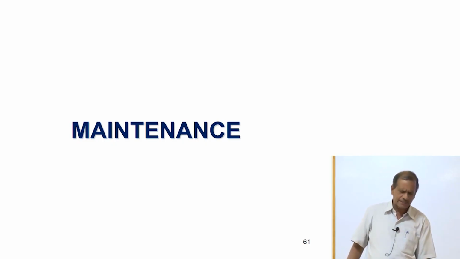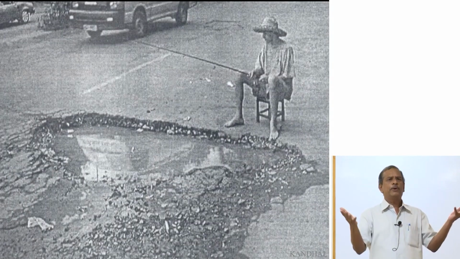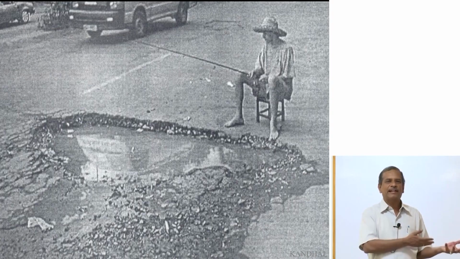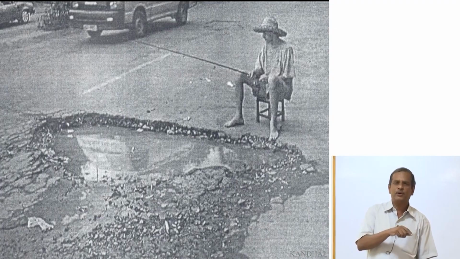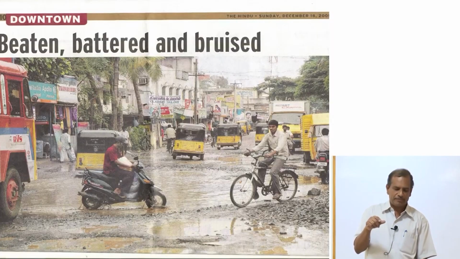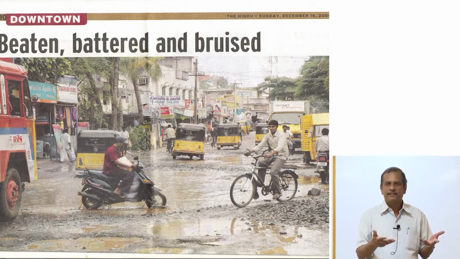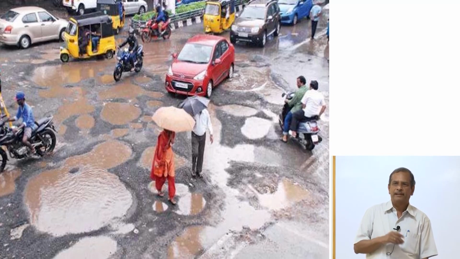When a road is constructed, any road that you construct will deteriorate. The more roads you construct and do not maintain, the more they will develop potholes. But I cannot compare the potholes in other countries with India, because here there are big craters. When these potholes form, one issue is maintenance, another is safety. Beaten, battered, bruised. So why do the roads deteriorate like this? Is the problem with the design? What has gone wrong? Remember, the major problem is water.